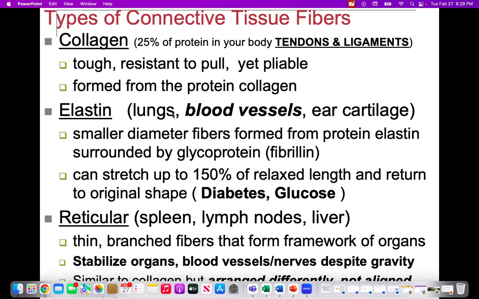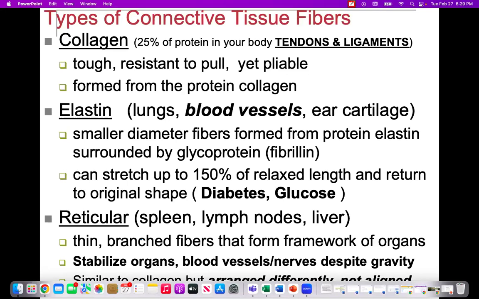But elastin is found in the lungs, in blood vessels, and in the cartilage of the ear, and elastin allows things to become elastic, to stretch up to about 150% of their relaxed length and then return to their original shape.